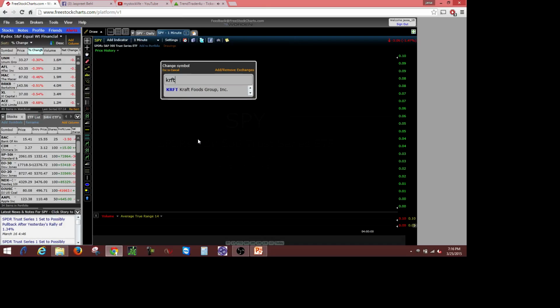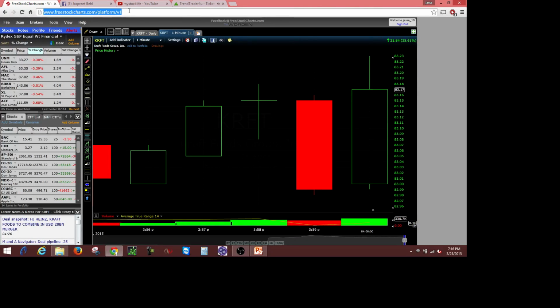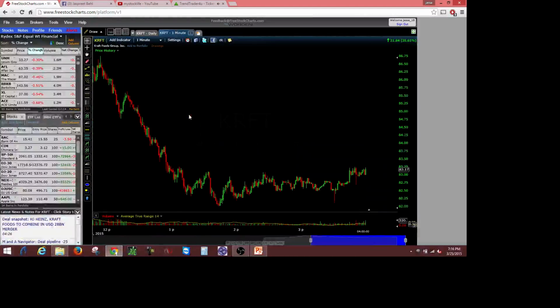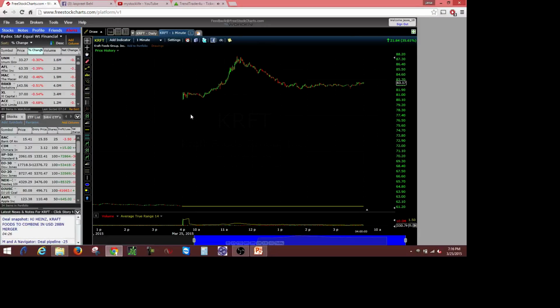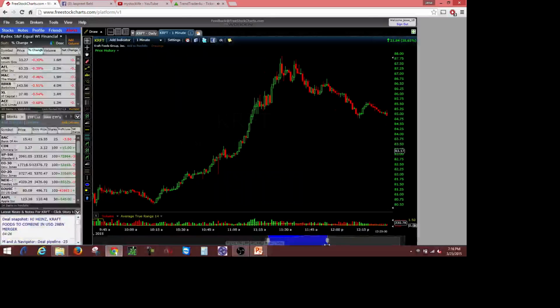The stock I'm going to talk about is KRFT. Come on. Why is it loading up so slow? Okay, there it is. So 1 minute, maybe it's just accumulating all the candlesticks. Okay, talking about KRFT, 1 minute. Okay, so going into detail, let me just zoom in, right?